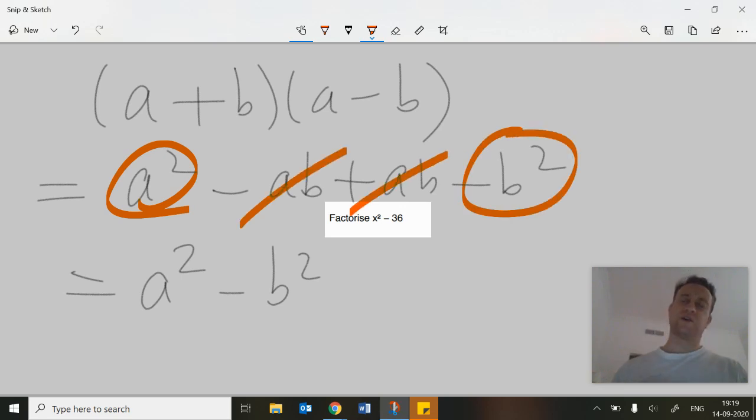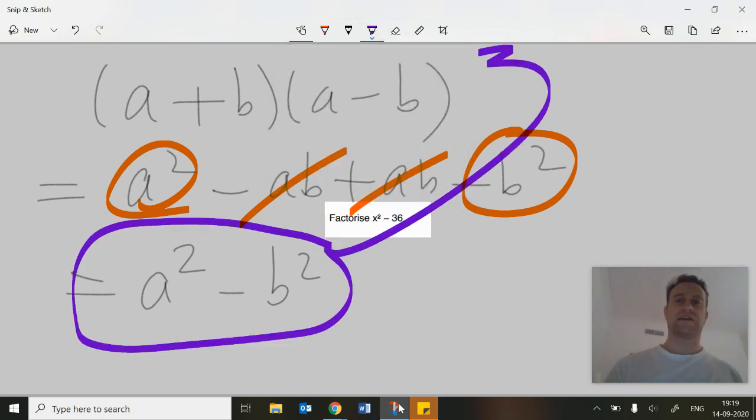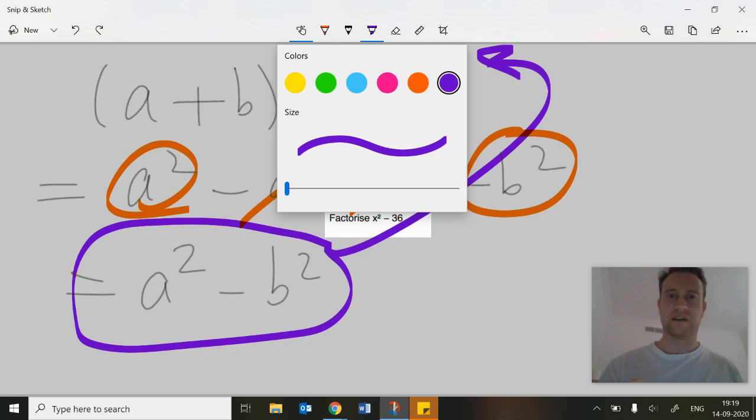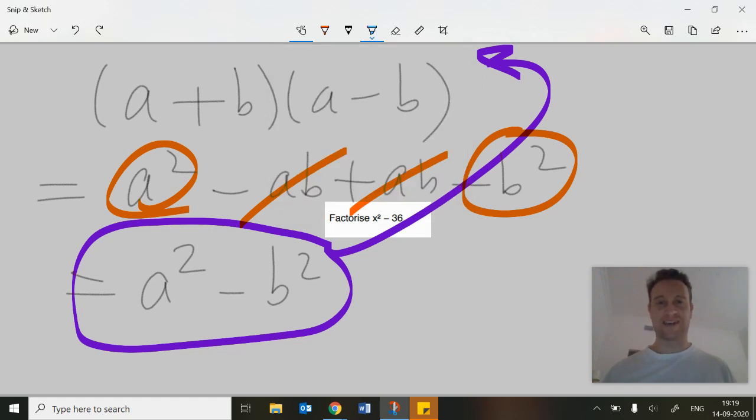So if we did it backwards, if we want to go from here to here, that would be factorizing a difference of two squares format. Right, so let's try and do that with this question here. This might get a little bit messy because I'm going to try and fit it on the same page. Didn't think this one through.